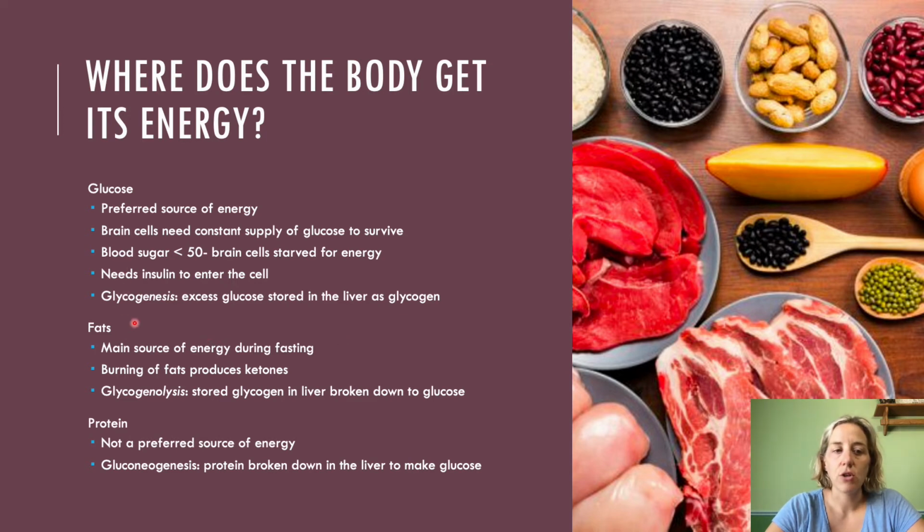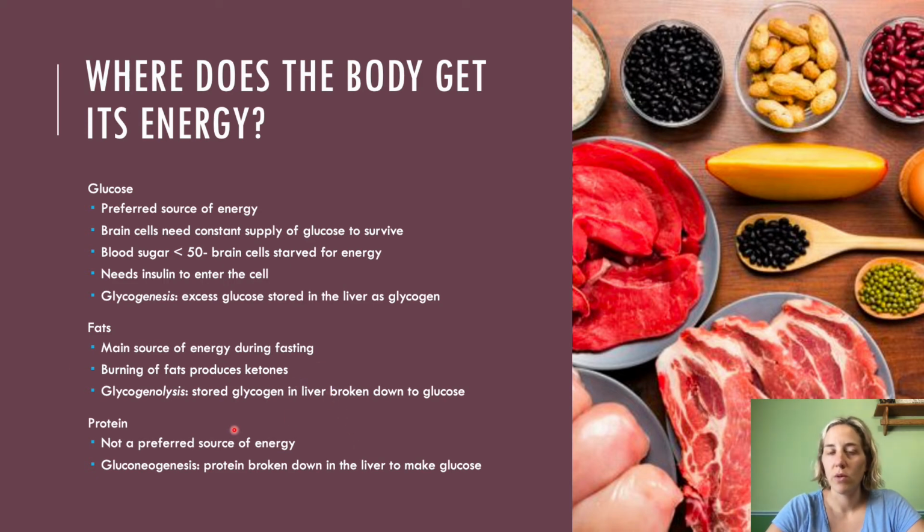The body also gets its energy from fats as well. Fats are the main source of energy during fasting periods. So between the time you eat dinner and the time you get up and have breakfast, your body is fasting. So it's going to be eating up some of that fat to turn into energy. Burning fat produces ketones. So we all have heard of the keto diet. Ketones, when present in the urine, indicate that the body is actually burning fat in order to create that energy.